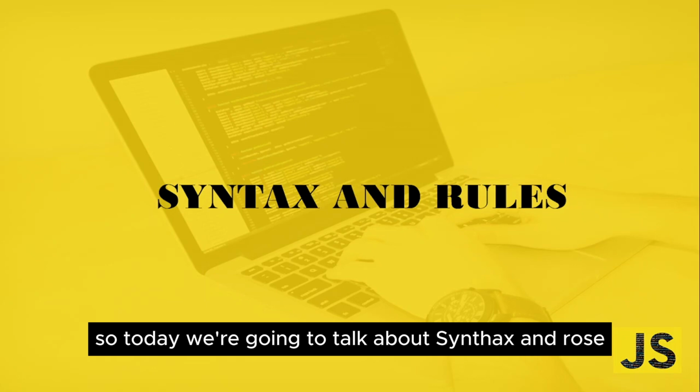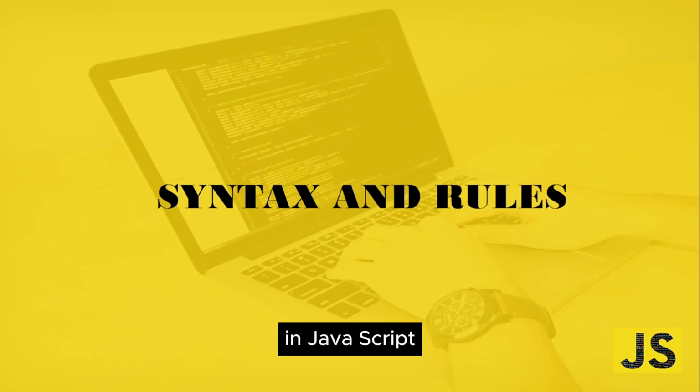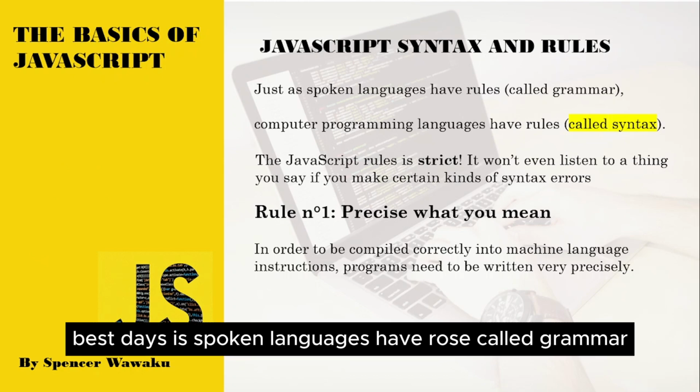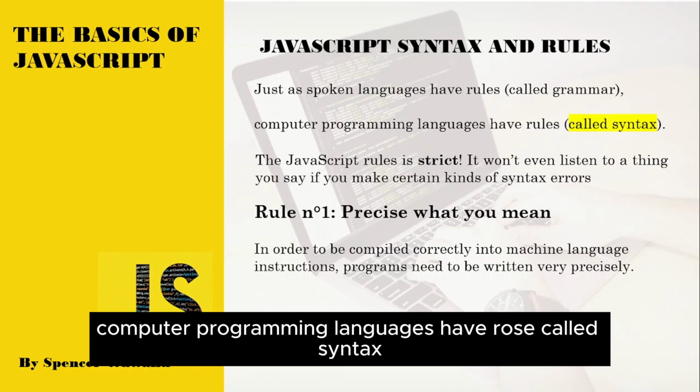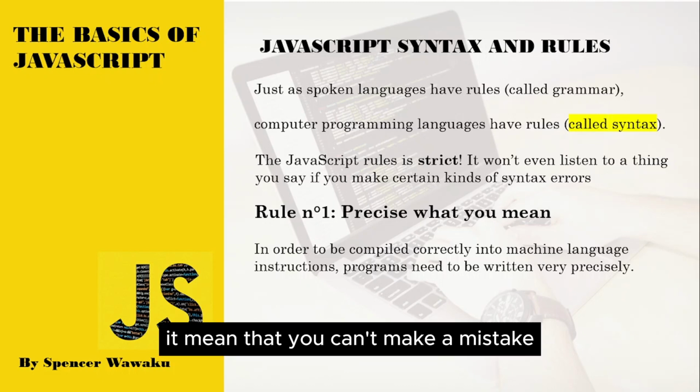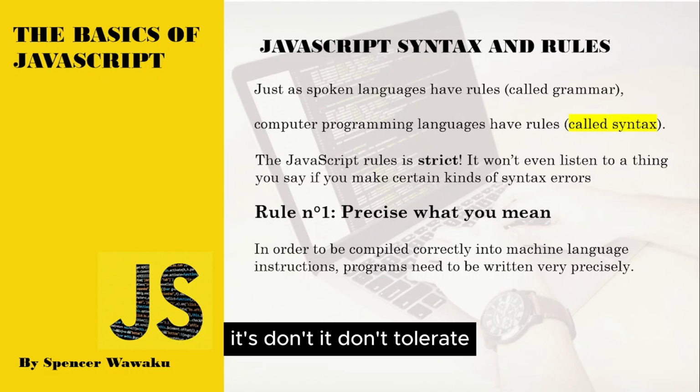Today we're going to talk about syntax and rules in JavaScript. Just as spoken languages have rules called grammar, computer programming languages have rules called syntax. The JavaScript rules are strict. It means that you can't make a mistake.